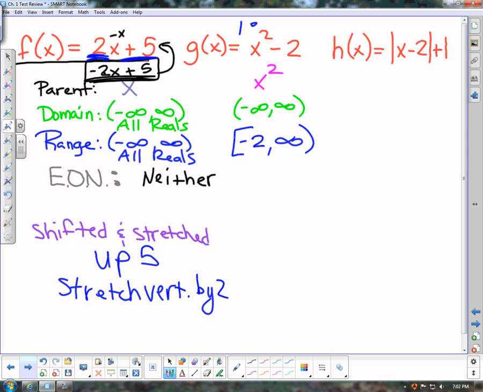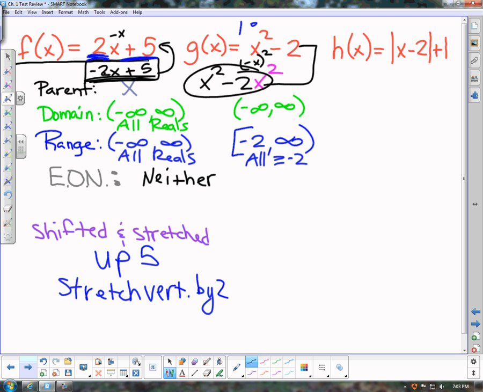So it's everything greater than a negative 2, and equal to a negative 2. And so you could also say all greater than or equal to a negative 2. Then determining if it's even, odd, or neither. Again, if you substitute a negative x in, if you square that, you are going to get x squared minus 2. And now this is exactly the same as that. So therefore, it is even. And our stretching and shifting, it would be shifted down 2 because of the minus 2.